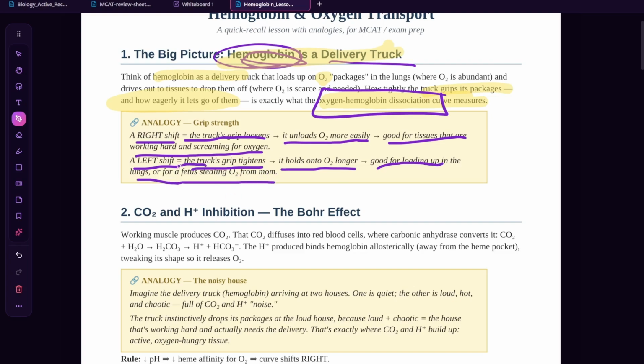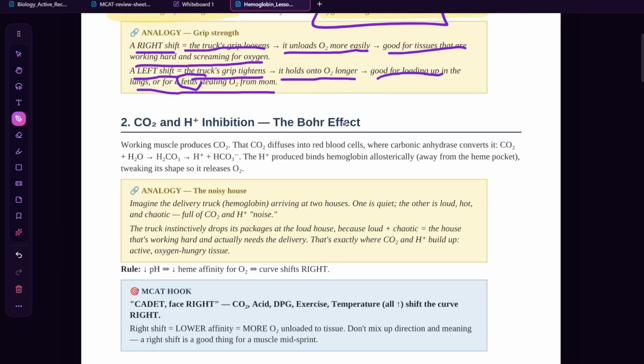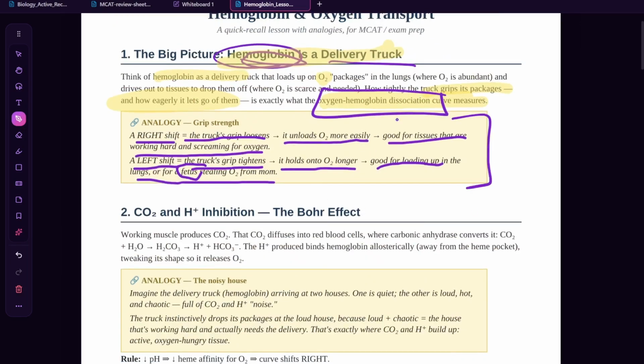Remember when we said that the fetus has higher oxygen affinity than their mother? It loves to steal oxygen from their mother. We'll go over the oxygen dissociation curve more in a second. But basically what you have to get from this is that hemoglobin can have a scale of grip strength on the oxygen, how tightly it holds onto it. It can be loose and it can be very strong.